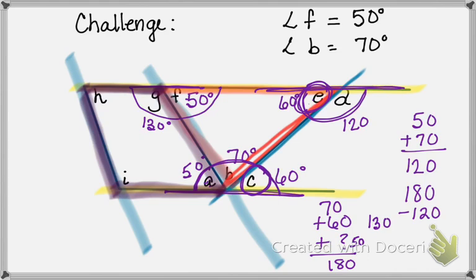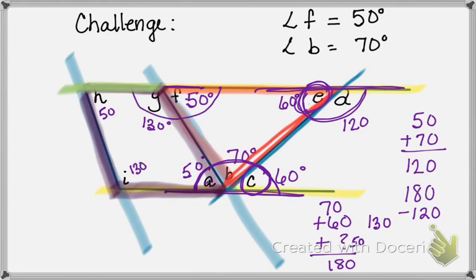So here, G and H lie on a straight line. So together, they have to equal 180. So if they equal 180 and G is 130, this has to be 50. And then the same thing with A and I. If this is 50, this has to equal 130. And then if you add them all together, you get 360.